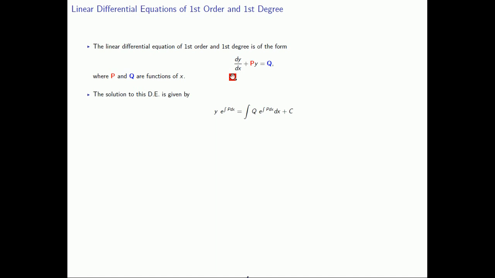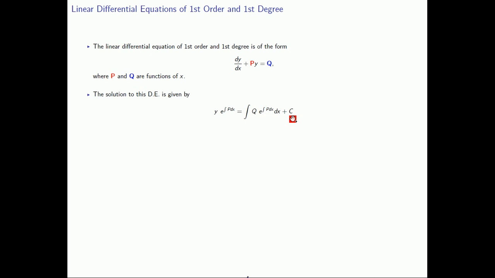Now let us first state the solution to this differential equation, which goes like this: y into e raised to integral p dx. So this small integral is the exponent, equal to integral of q into e raised to integral p dx plus c. Now since the order of this differential equation is 1, it will have one arbitrary constant in the solution, which is capital C here.